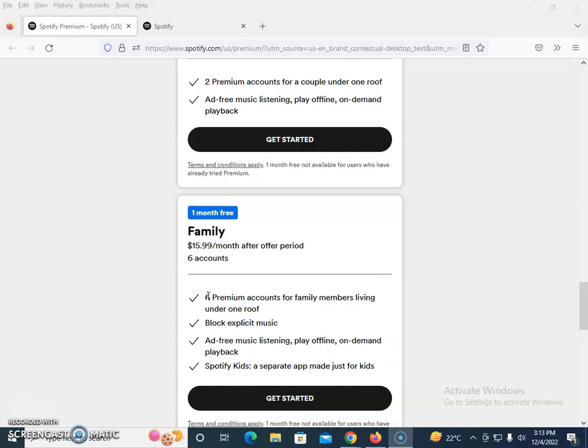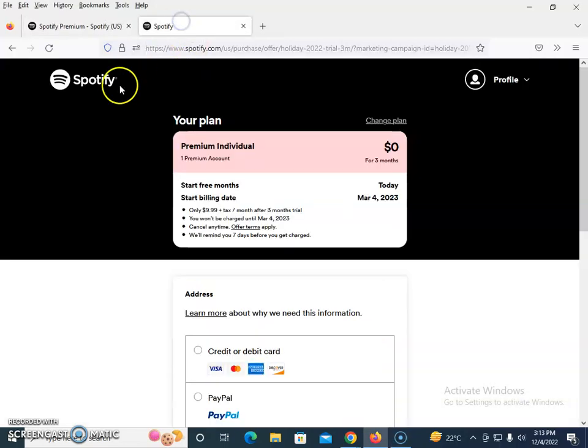So before going forward, you need to first sign up for their Spotify premium account. Then after you sign up, you have to get this offer. Your plan is right now Premium Individual. For 3 months you will get $0 Premium Individual, so you will get a free month today, and the billing will start after the 3 months.